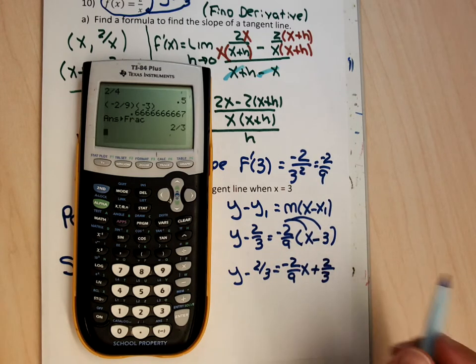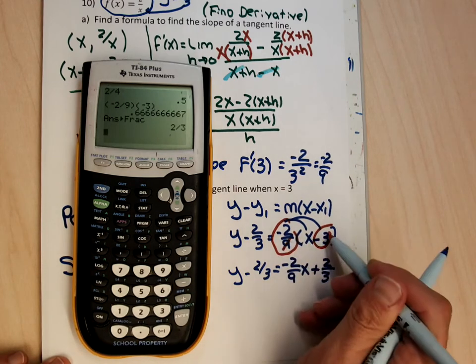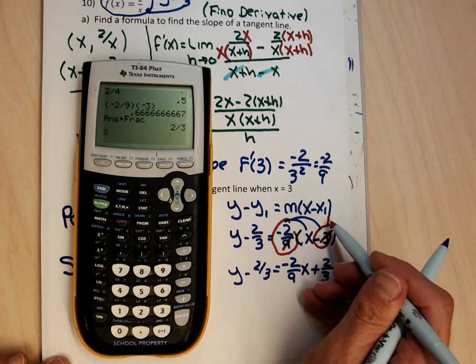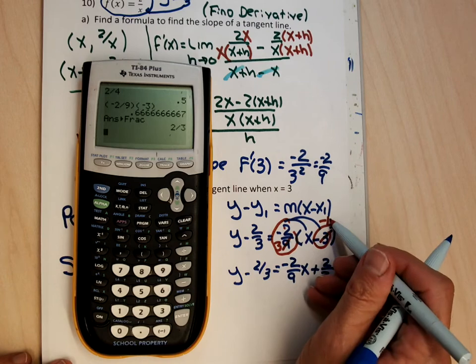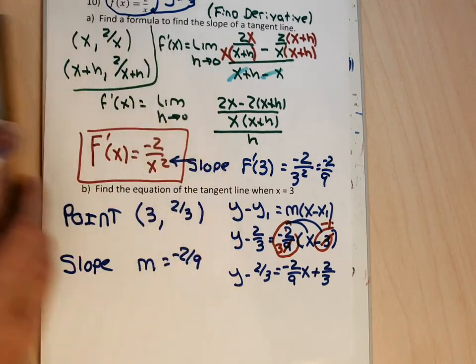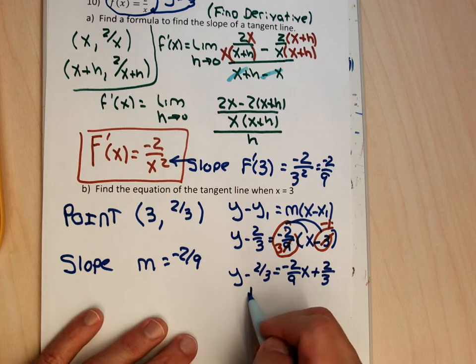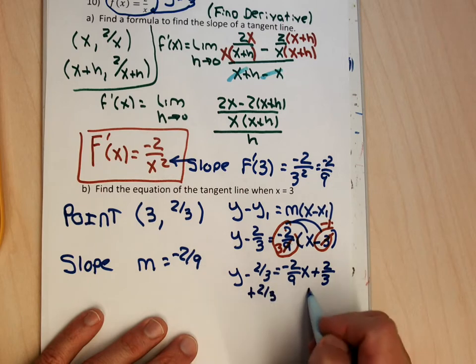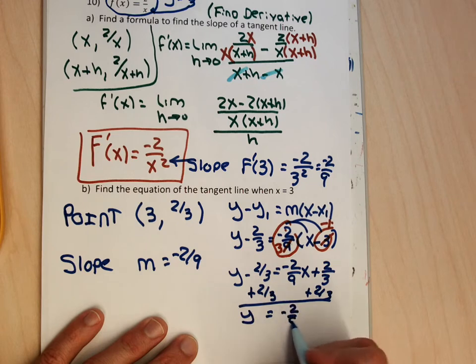And I kind of knew it was going to be 2/3. When I did this multiplication here, this 9 and that 3 will cancel. The 3 will turn into actually a negative 1. The 9 will turn into a 3. And you get negative 2 times negative 1, which is positive 2 over 3. Easier for me to do on my calculator. I'm going to finish solving for y and get my answer by adding 2/3 to both sides. This is going to give me y equals minus 2/9 x plus 4/3.